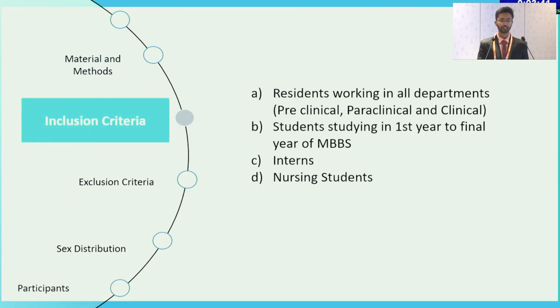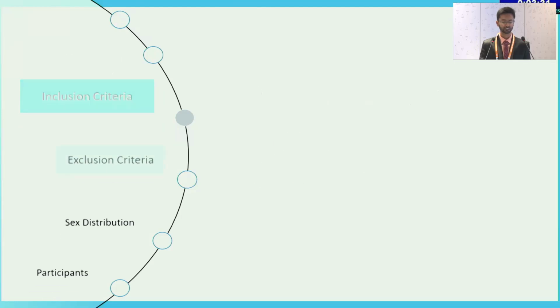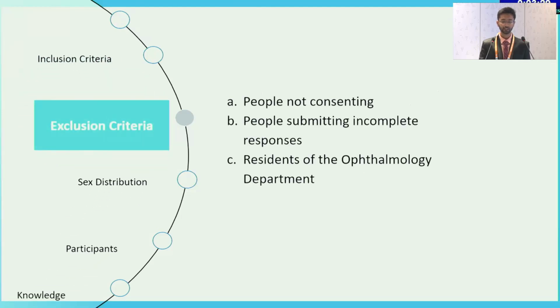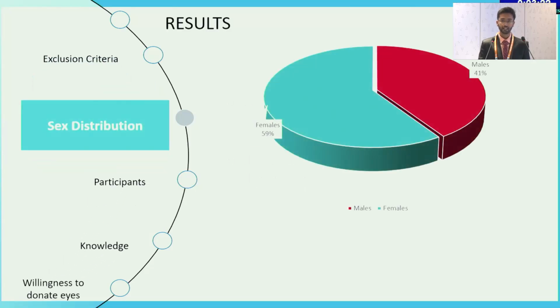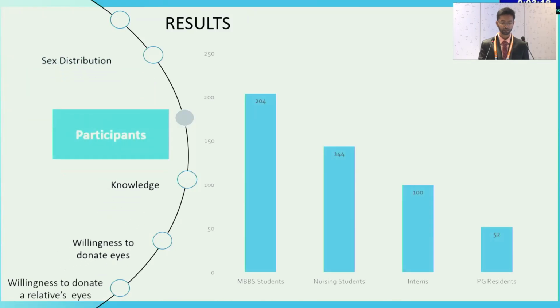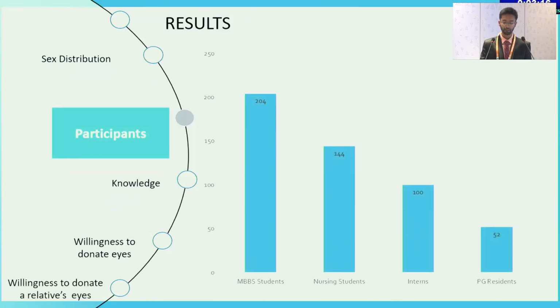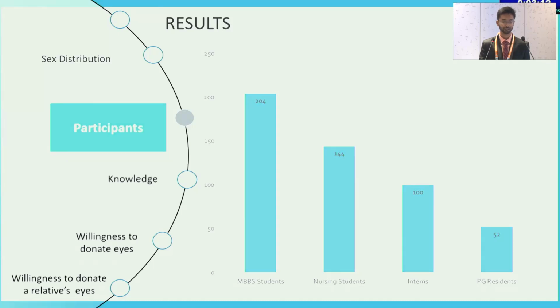The inclusion criteria included residents working in all the departments, preclinical, paraclinical, as well as clinical, students studying in first year to final year of MBBS, interns, as well as nursing students. The main exclusion criterion was the residents of the ophthalmology department, in order to eliminate any bias. 59% of the participants were females and 41% were males. Majority were MBBS students, followed by nursing students, interns, and PG residents.